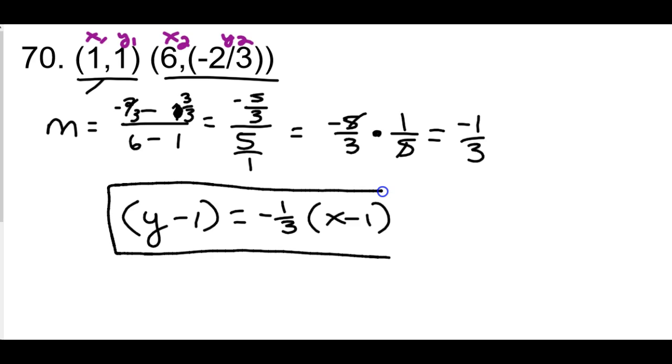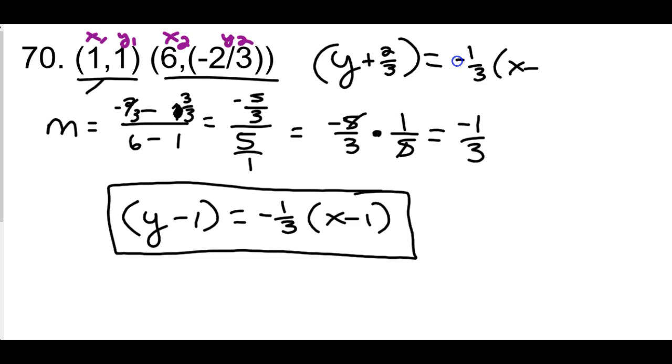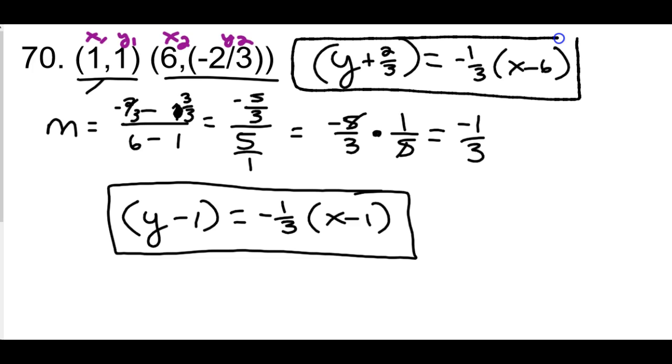Now, suppose you don't think that's prettier. Suppose you think this one's prettier. You could have done that as well. You could have said y minus a negative 2/3, same thing as y plus 2/3, is equal to negative 1/3 times x minus 6. That is also the exact same line as the one written below. It's just written using a different point in point-slope form. So either one is an acceptable answer.